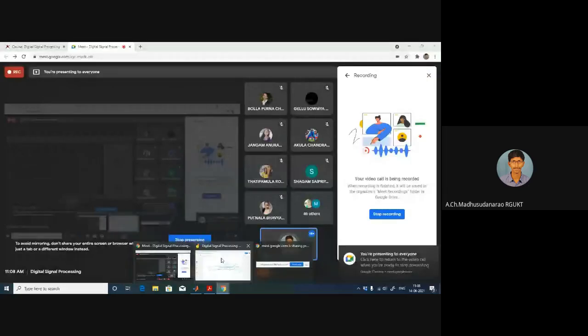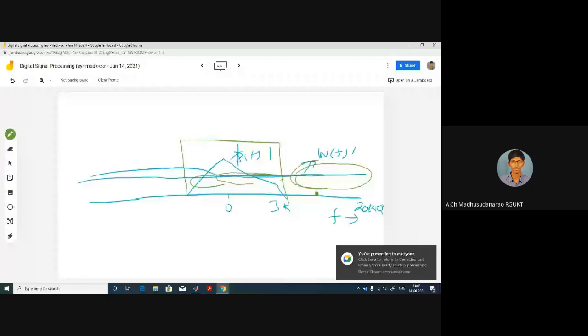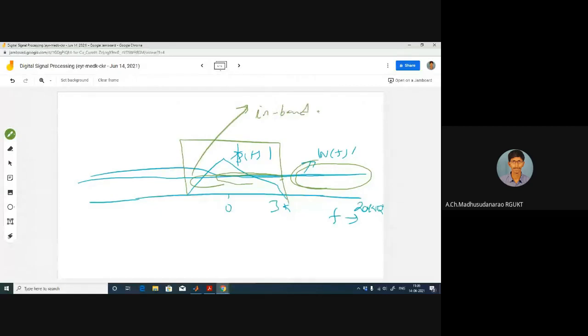We can remove only the out of band noise, not the in band noise. In band noise means that the noise frequency component also falls in our signal frequency band. This is called in band noise. We can't remove in band noise with the help of this filter, but we can remove this out of band noise, whose frequency band is different from our signal frequency band. This part we can remove. At least up to some noise we can remove, right? Up to that we can do.